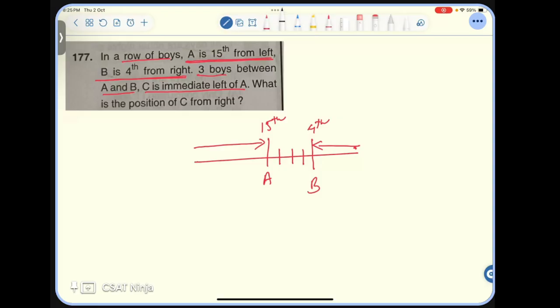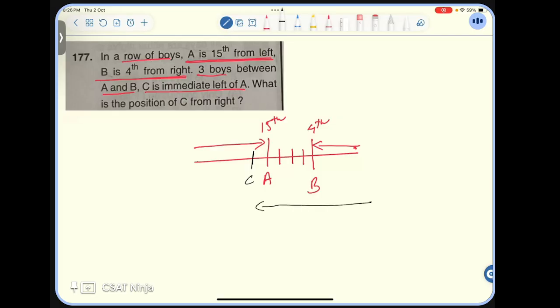And what is given? C is immediate left of A. That means C is here, just next to A, because if you're sitting here looking to the north, this one is your right and this one will be your left. Now, what is asked? What is the position of C from the right end?